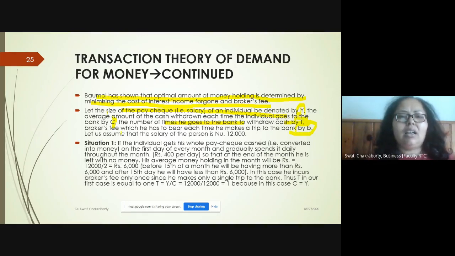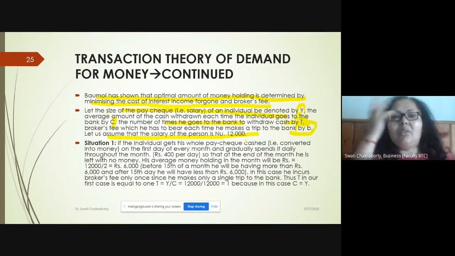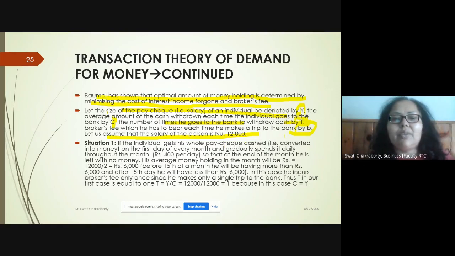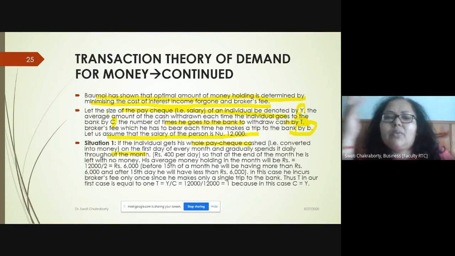So, say for example, the salary of the person is 12,000. Now, Baumol had given three situations. The first case is that the individual gets his whole paycheck encashed. He just encashes everything on the first day, which he spends throughout the month. So, what is his average expenditure per day? The total is 12,000 divided by 30, that is 400 per day.